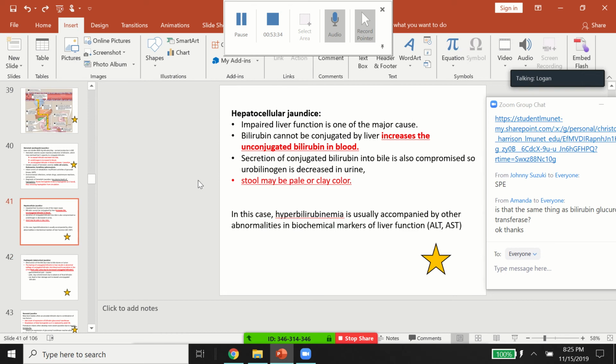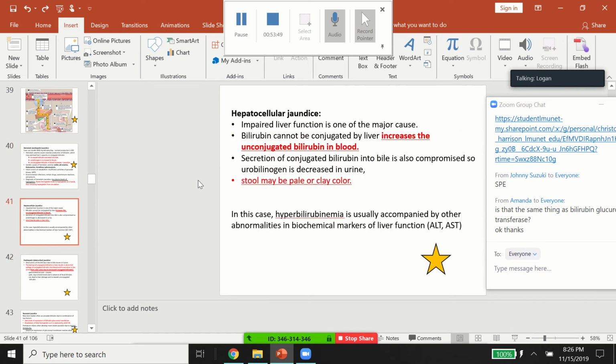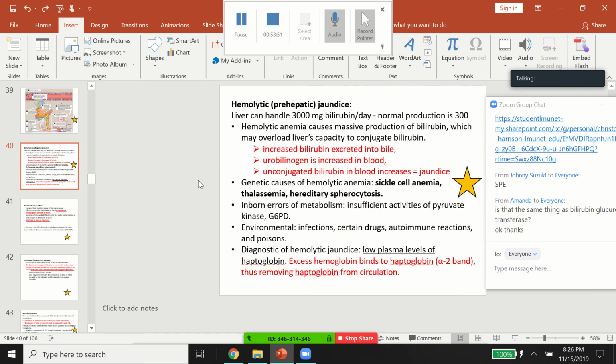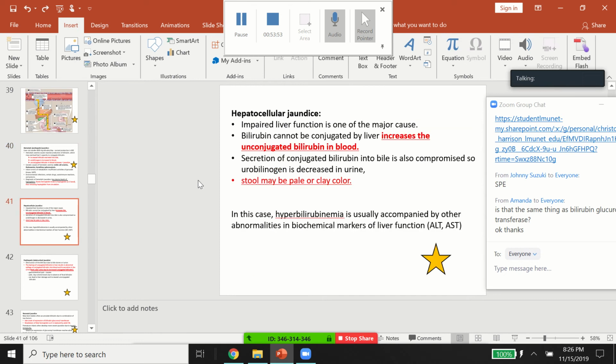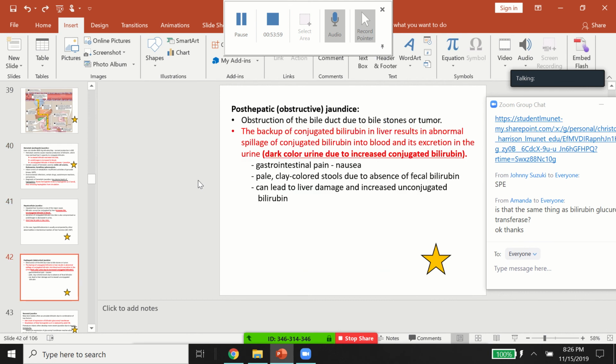If they don't mention dark color urine and they say pale clay color stool, probably this one here. And if they mention none of that stuff and they mention anything about haptoglobin being low and you having jaundice, of course you're going to have jaundice with all of these, but they just don't mention anything about clay stool or anything about dark urine, you need to be thinking more about hemolytic jaundice.